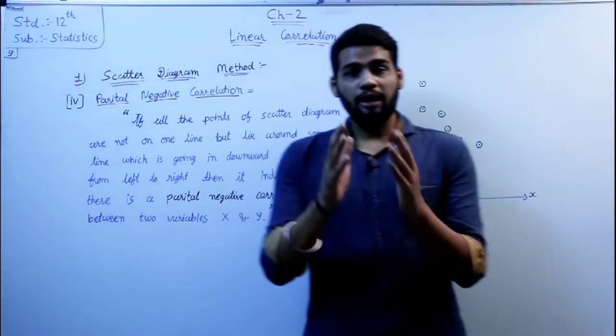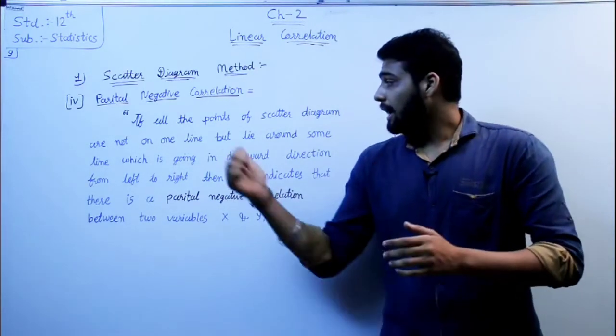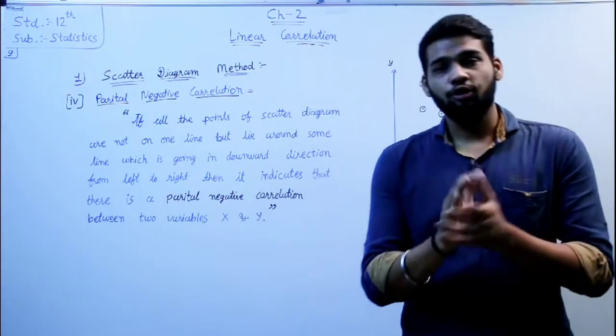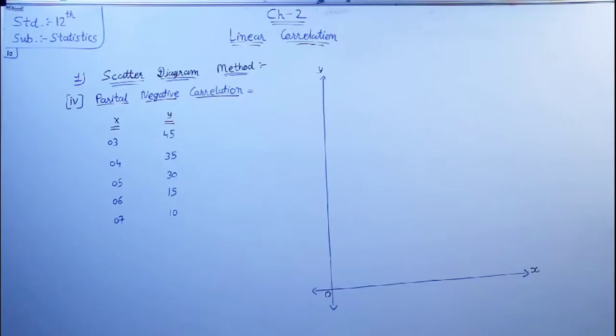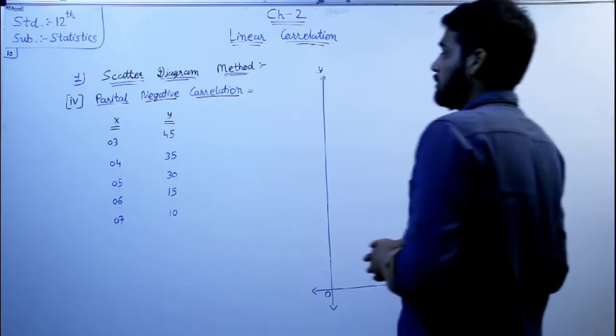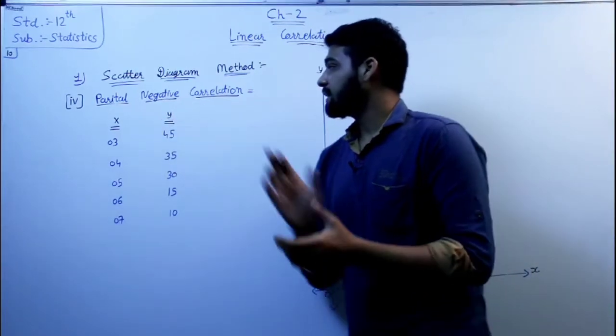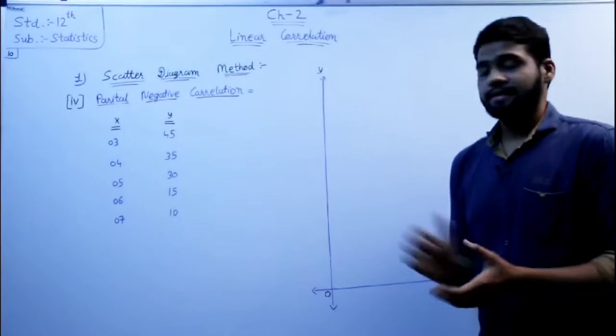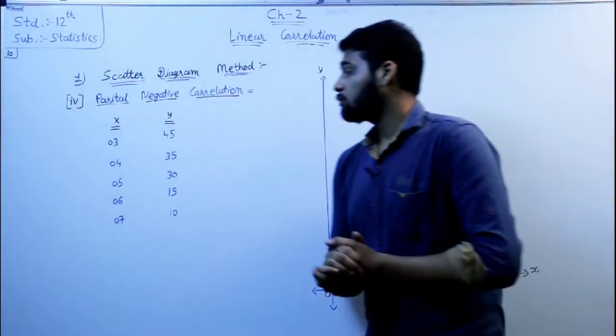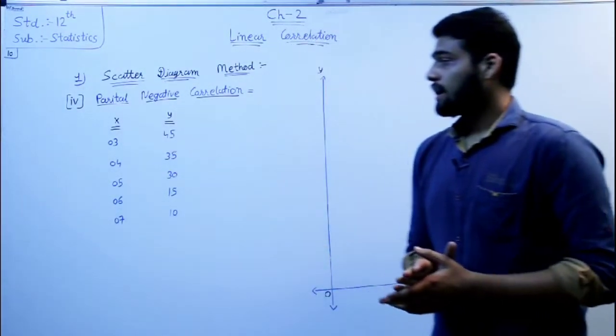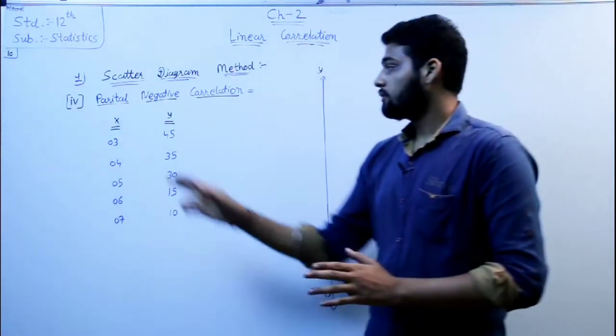Okay students, so I hope you all have understood, and please note down this definition in your notebook and please draw this graph in your graph book. Okay students, let me explain this type, partial negative correlation, by this example. Okay, so now we have two variables x and y and also we have the values of both variables.